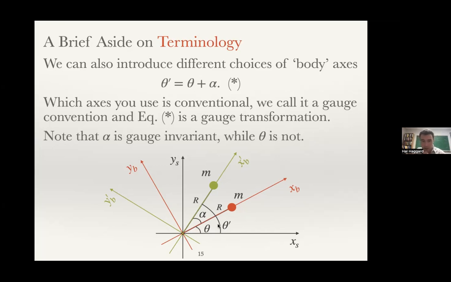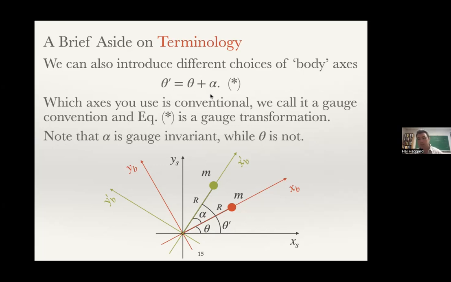Let's see. Oh, I'm sorry. I'm going to describe the transition from the red body axes to the green body axes. That's the way I want to say it here. So the theta prime coordinate is going to go out to the green body axes, the theta to the red body axes. And you see that if we define things that way, then theta prime is just theta plus alpha. Which axes we use is purely conventional, and we call it a gauge. We call these gauge coordinates, and the relationships between them gauge transformations.